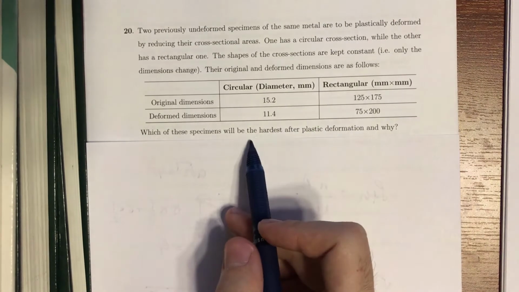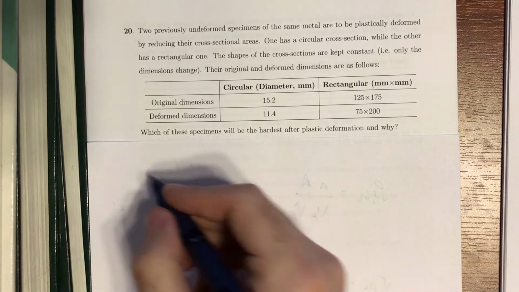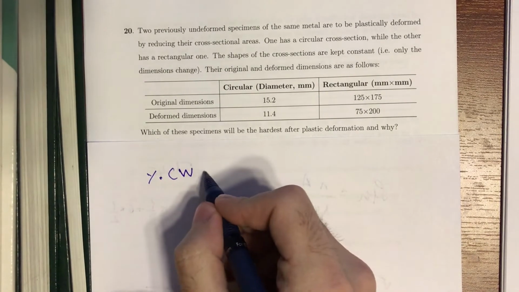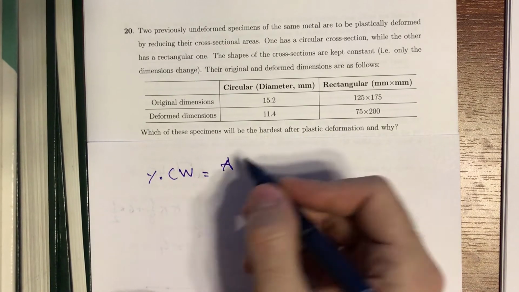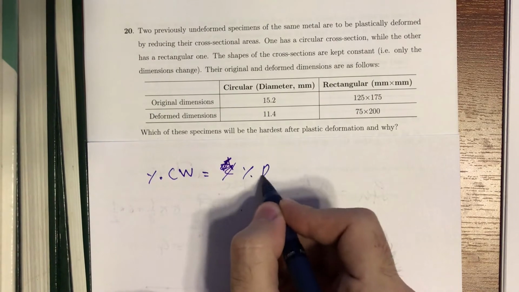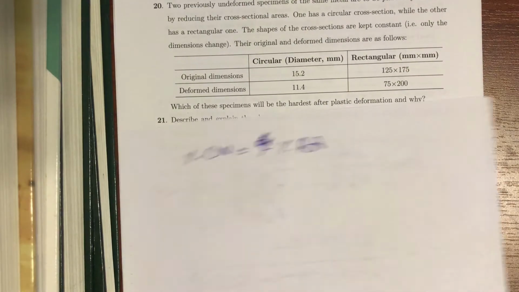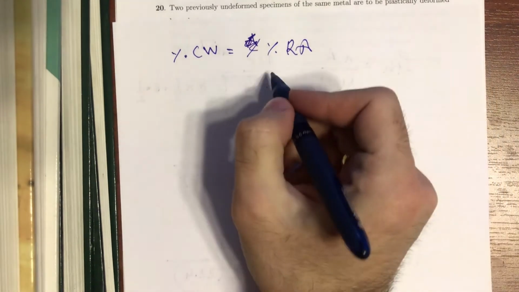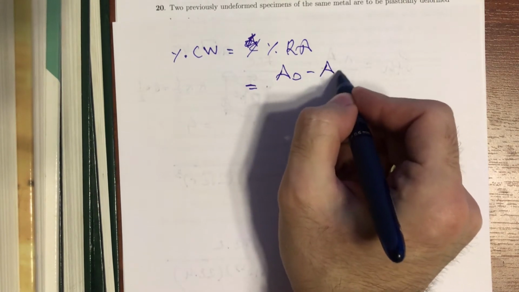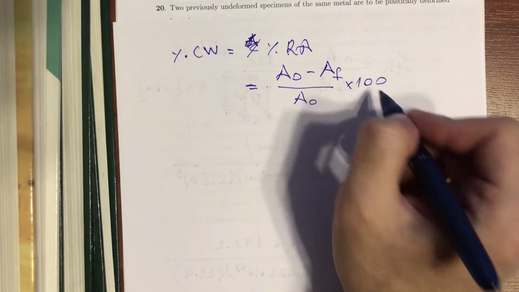Which of these specimens will be the hardest after plastic deformation? So this is related with percent cold work of the specimen. So percent cold work can be defined as, for example, percent reduction in area. So what is percent reduction in area? Percent reduction in area is defined as initial area minus final area divided by initial area times 100.